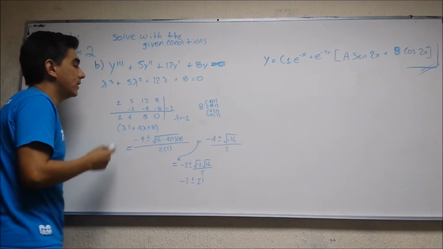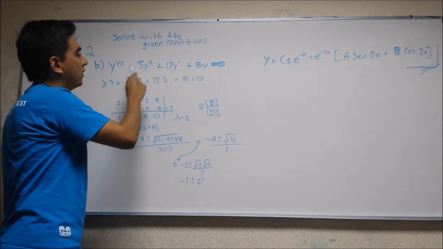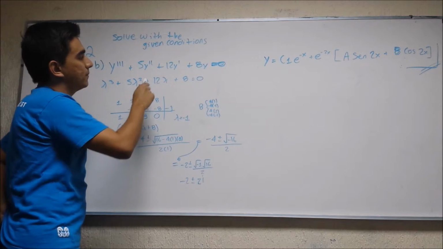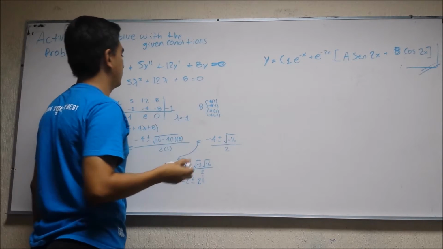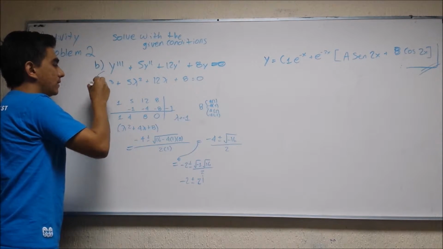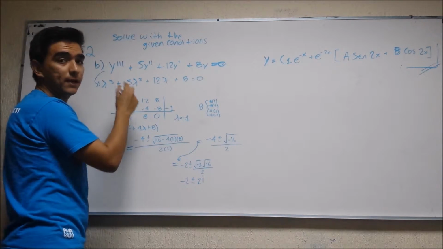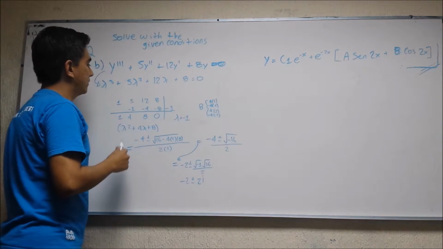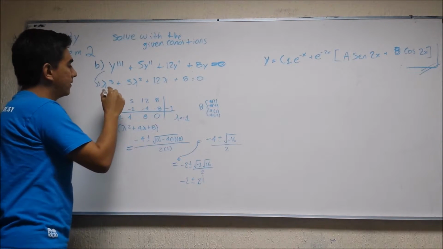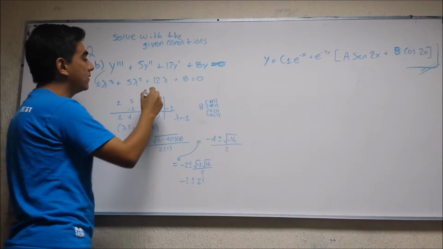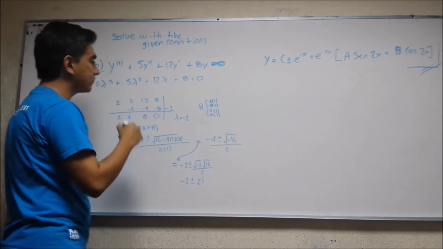Well, here we have our second problem. We have the third derivative of y plus 5 times y double prime plus 12 times the derivative of y plus 8 multiplied by y equals 0. Then we change our formula with lambda, and we have lambda elevated to the cubic, to the third, plus 5 lambda squared plus 12 multiplied by lambda plus 8 equals 0.